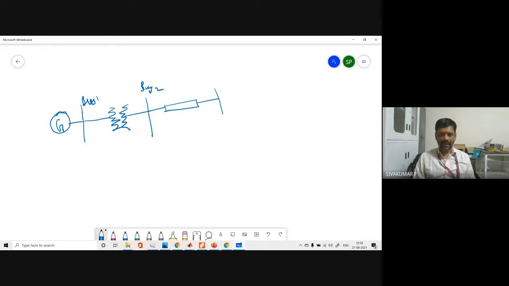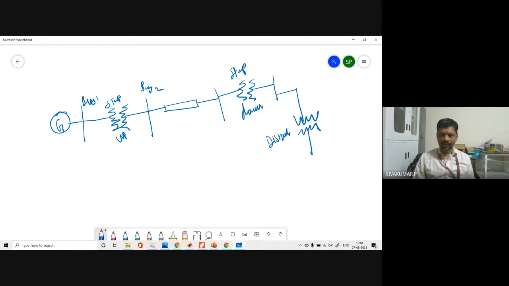The transmission line goes to another transformer, so we put another one, a distribution transformer. This is a step up transformer, this is a step down transformer, and this is a distribution transformer. These are all the things we are going to see.